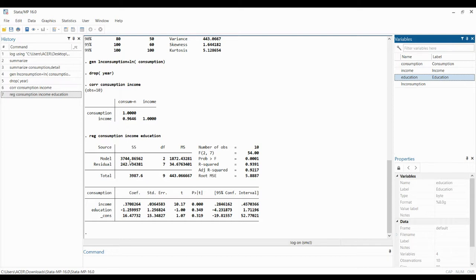So basically 3744.86 plus 242.73 is equal to 3987.6. So we can say that TSS equals ESS plus RSS. Now what is the degrees of freedom of ESS? This is our ESS, 3744.86, and the degrees of freedom is 2. Why is the degrees of freedom 2? Because we have two regressors on the right hand side, and the regressors are income and education. So here K is equal to 2. So that is why the degrees of freedom associated with the estimated sum of square is 2.